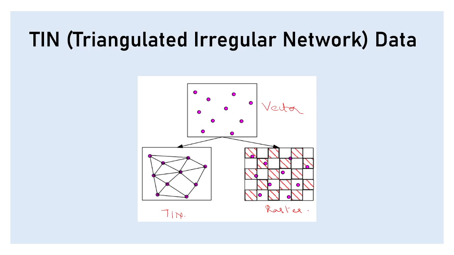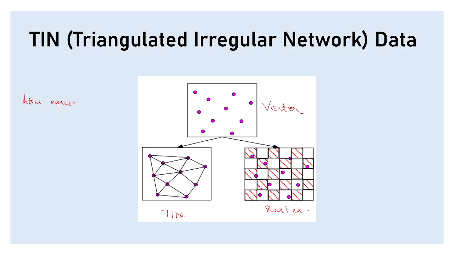So although you're now familiar with all these three data sets, the vector data set, the TIN and the raster, which are the spatial data sets, we know why we use the vector data. We also understood why we are using the raster data. Now, where do we actually use this TIN data?